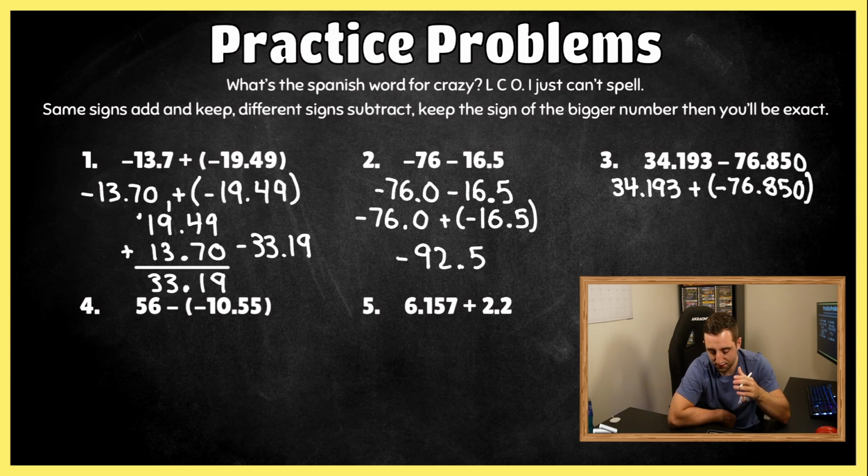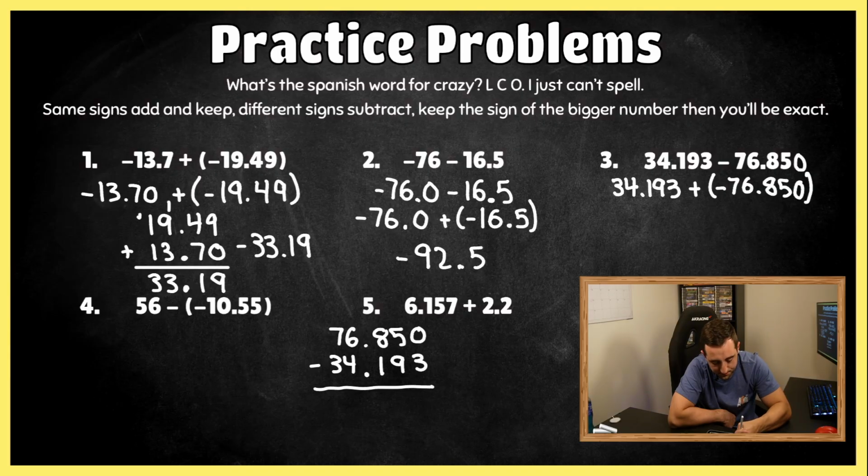It looks like we're using different signs, subtract now. So let's go ahead and write our larger one first. So we have 76 and 850 thousandths minus, line up your decimal points, 34 and 193 thousandths. Drop your decimal point down, and now we can subtract. 0 minus 3 we can't do, so let's borrow. Now it's 10 minus 3, which is 7. 4 minus 9 you can't do, so borrow again. This becomes 14. 14 minus 9 is 5.